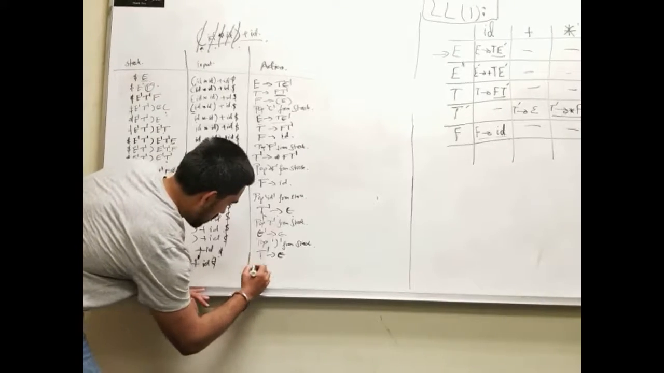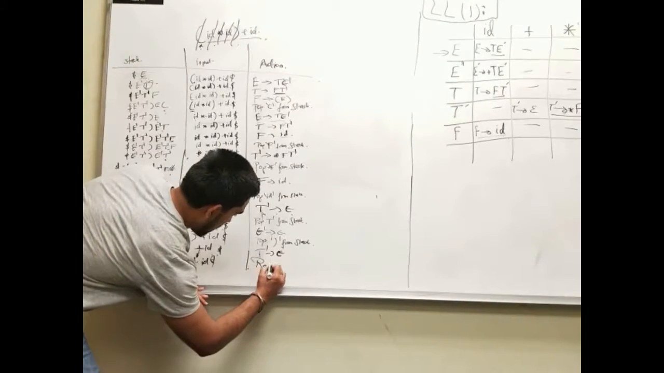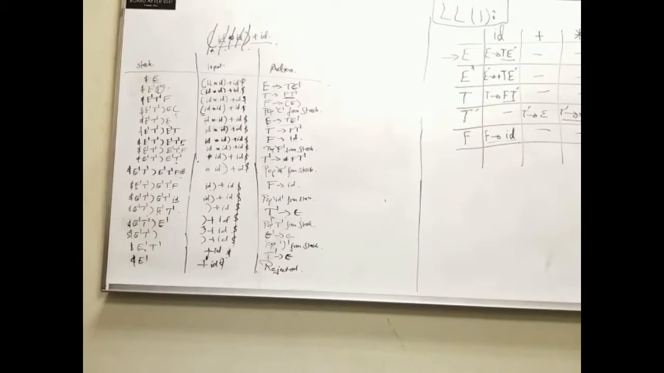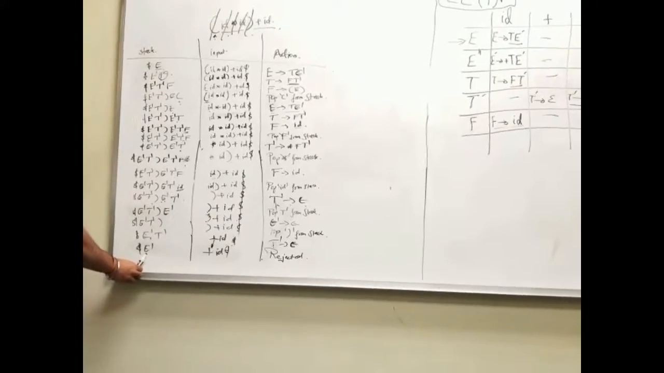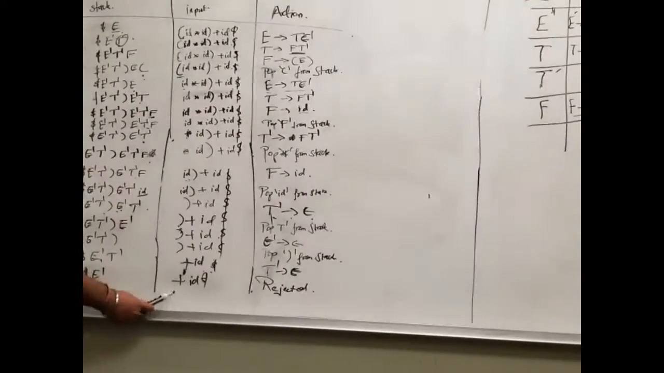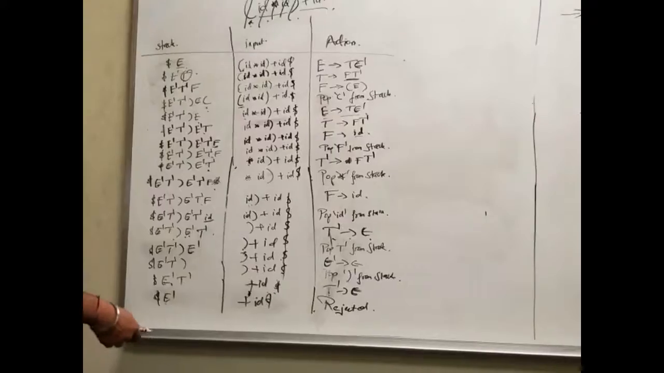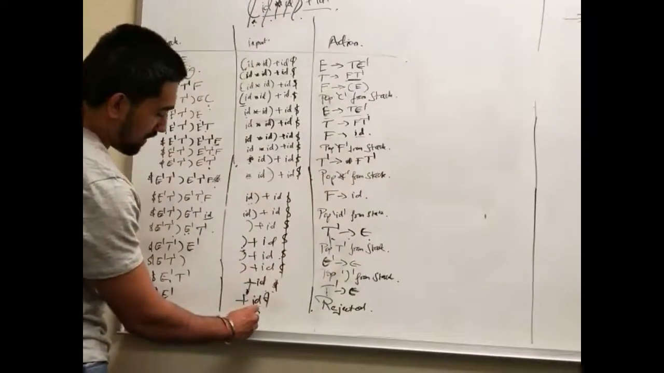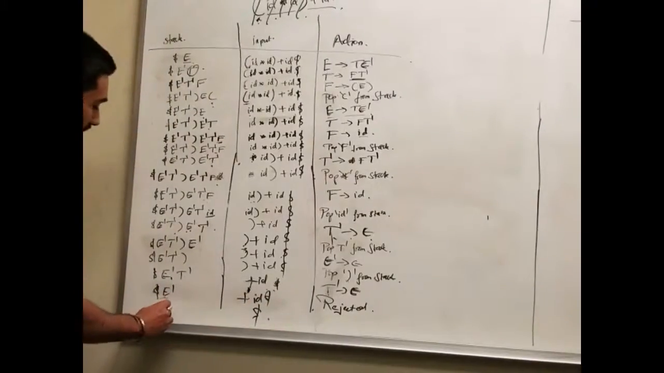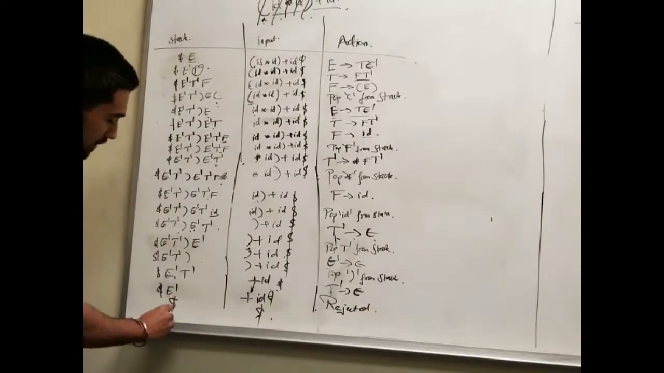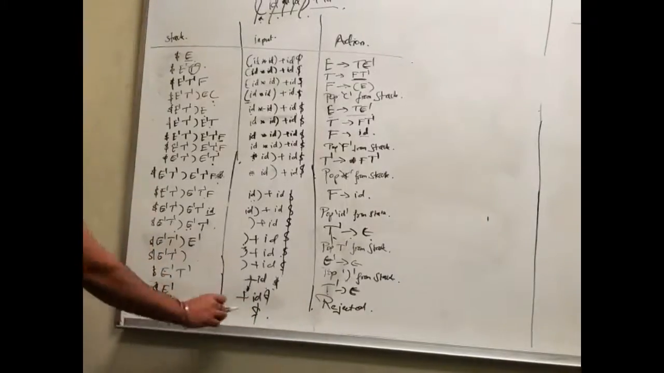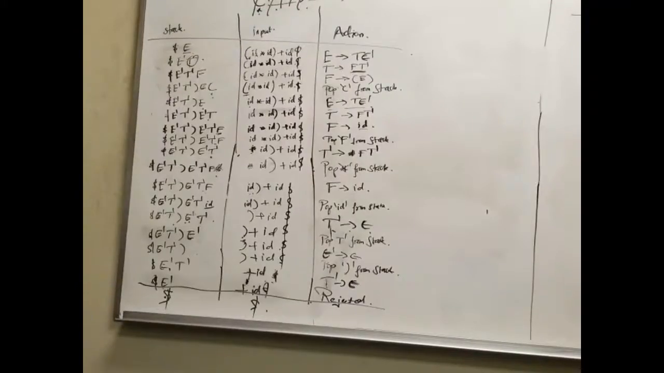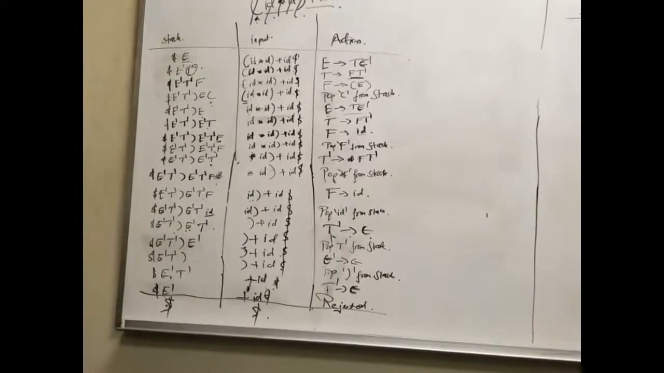So we're gonna write rejected. Again, if there would be an operation for E prime with plus, then we could have gone further. And at the end, in the input there has to be just dollar sign, and in the stack there has to be dollar sign. So if we get dollar sign at the end, that means that the string will be accepted by this grammar.